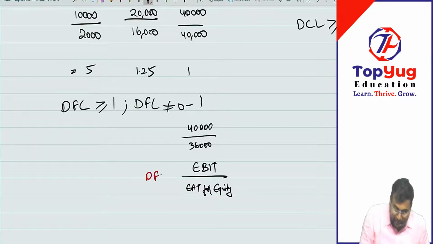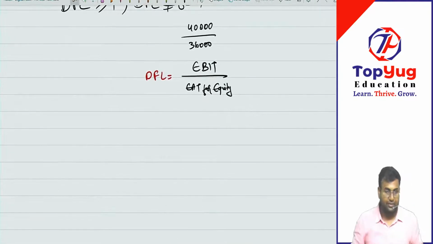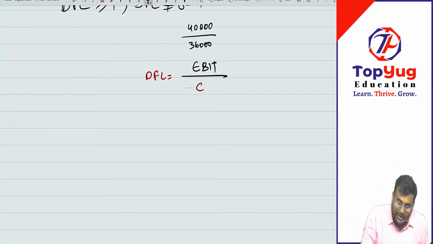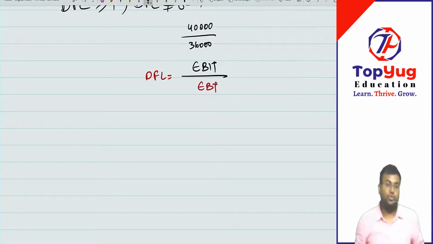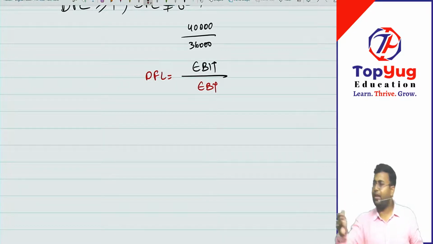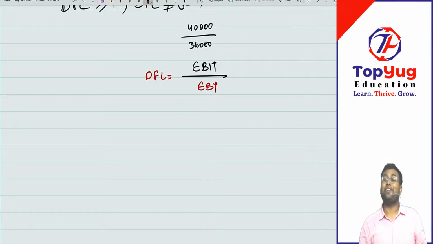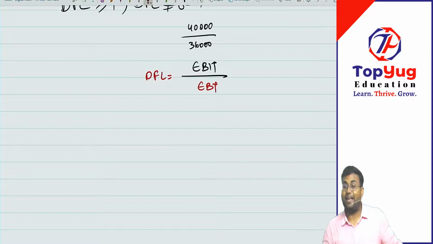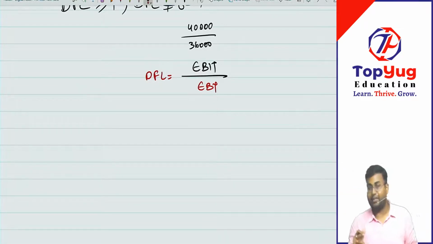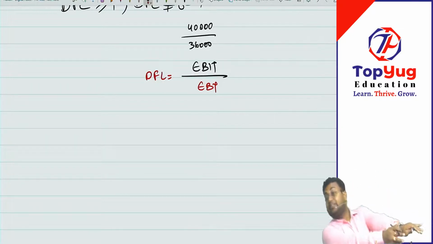The revised formula for DFL would become, now let me show you the journey of DFL. DFL earlier started with EBIT by EBT. Now you said, sir, there is one more, preference dividend, that is also finance cost. So why don't you write minus interest and finance cost at the same time? Sir, I cannot, because government allows interest as tax deductible but not preference dividend. Preference dividend is not tax deductible but interest is. That's why I cannot take both at once.